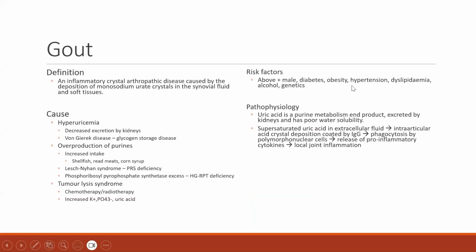Next, we have gout, which is inflammatory crystal disease. It's caused by deposition of monosodium urate crystals in the synovial fluid and soft tissue. Causes is hyperuricemia, which can be caused by decreased excretion by the kidneys or glycogen storage disease or overproduction of purines, which can happen with increased intake, which we find in shellfish, red meats, and corn syrup. And we can also find it in Lesch-Nyhan syndrome and other conditions that you can read about later.